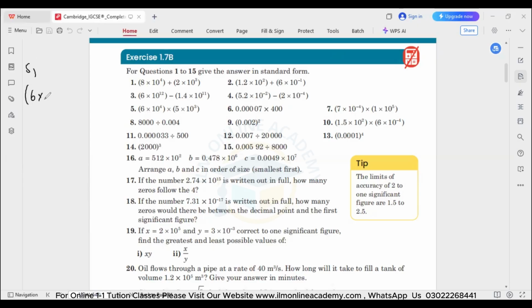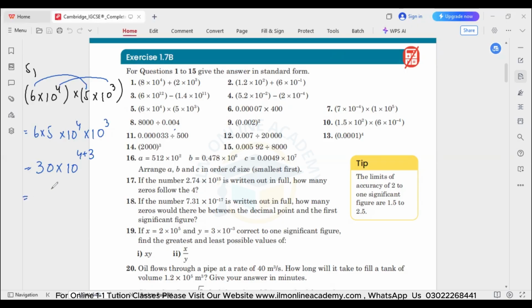Okay, fifth is 6 times 10 raised to the power 4 times 5 times 10 raised to the power 3. Here you can just directly multiply the numbers, like 6 you can times by 5, these whole numbers, and 10 power 4 you can times by 10 power 3. I'm just showing you how you can directly multiply them. So 6 times 5 gives you 30, and 10 power 4 and 3 you can just directly add by using the indices rule. Like if you have similar bases, multiplication sign has been given, so you need to add the powers. So we have 30 over here, along with that we have 10 power 7.